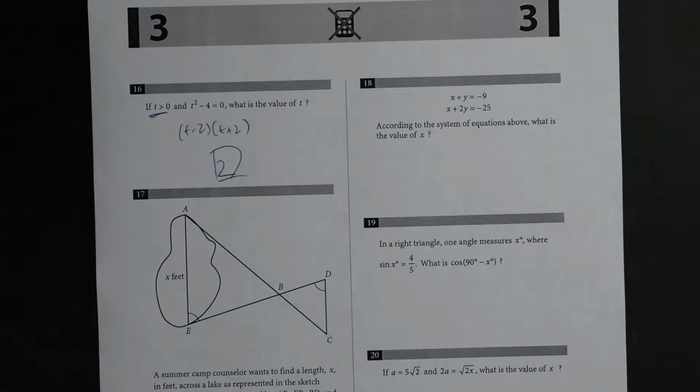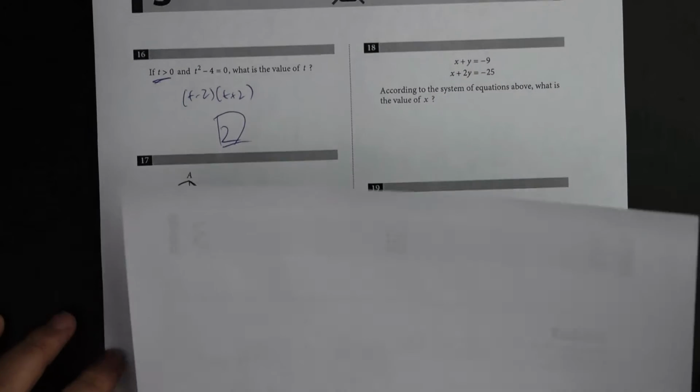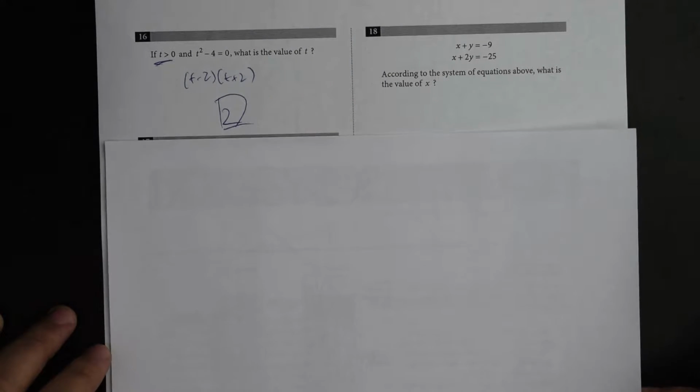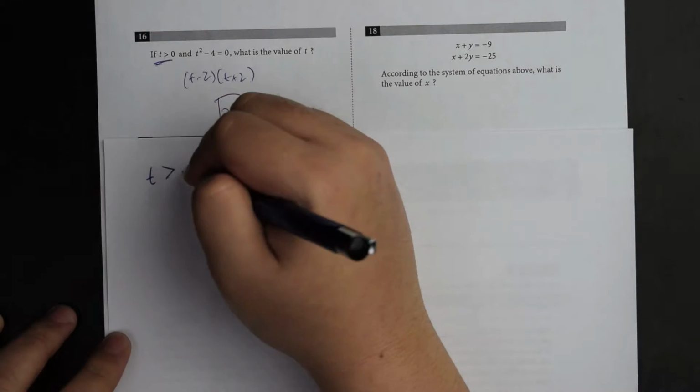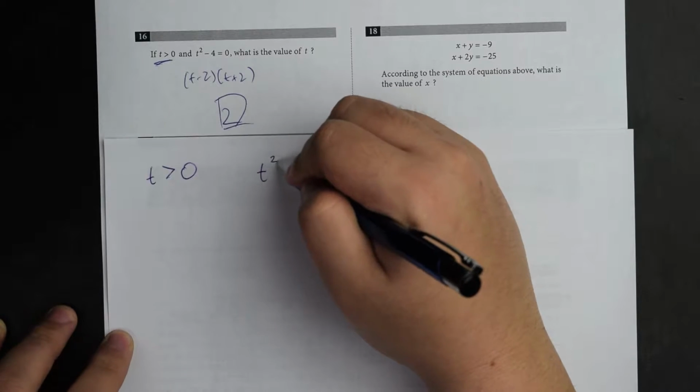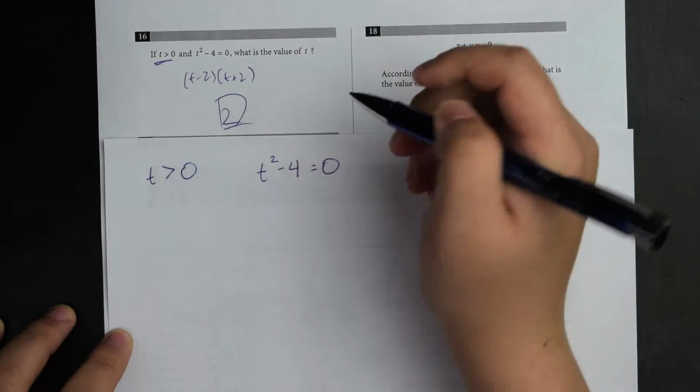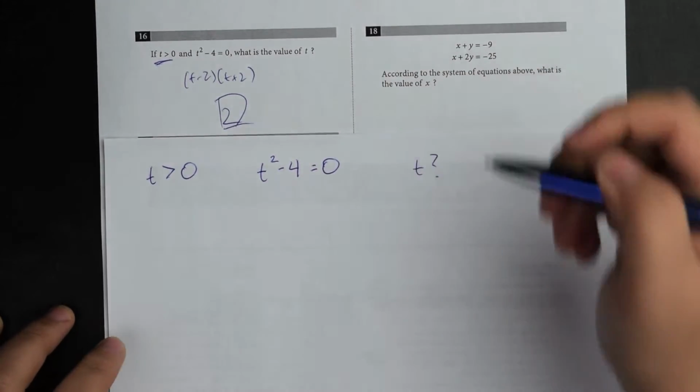And now I'm going to explain to you how I was able to get to the answer real quick. For number 16, the question tells me that t is greater than 0, and it also tells me that t squared minus 4 equals 0. And what is the value of t? That is the main goal.